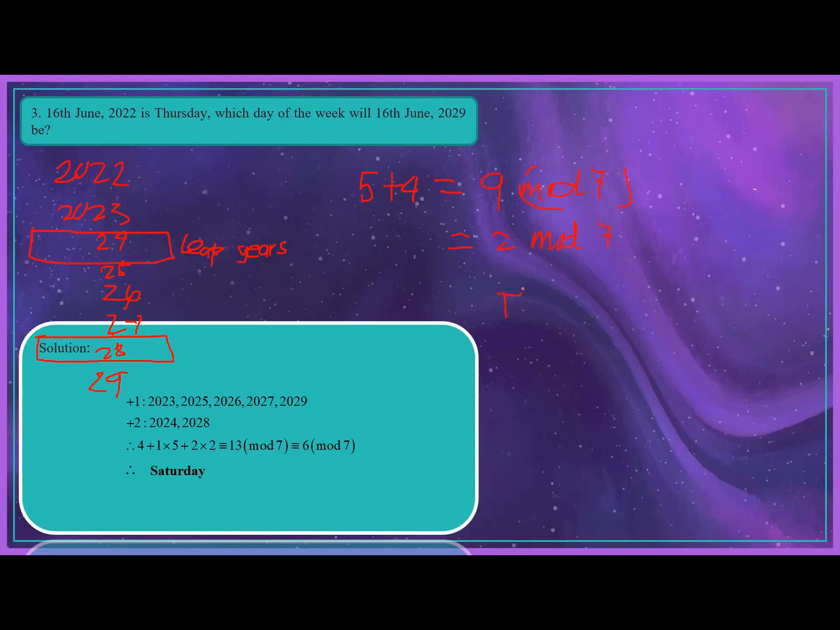This means that after Thursday, Friday, and Saturday, so you have 2 days after Thursday. Your base day is Thursday, right? So 2 days after that would be Saturday. Okay.